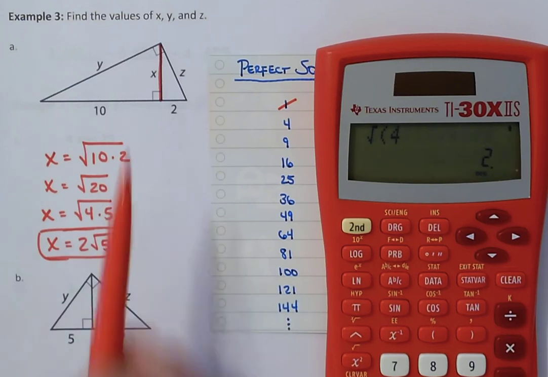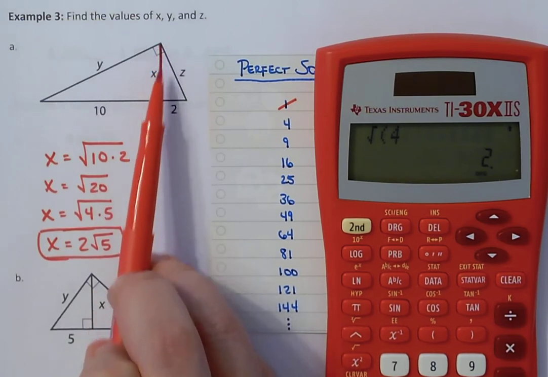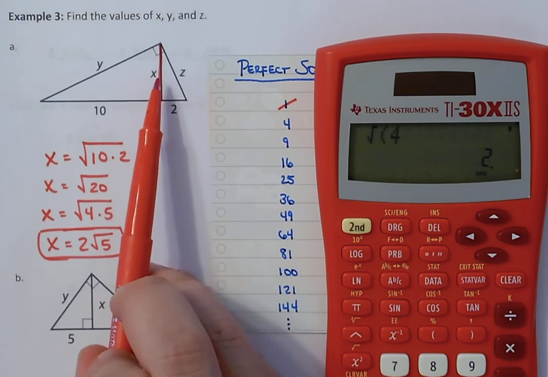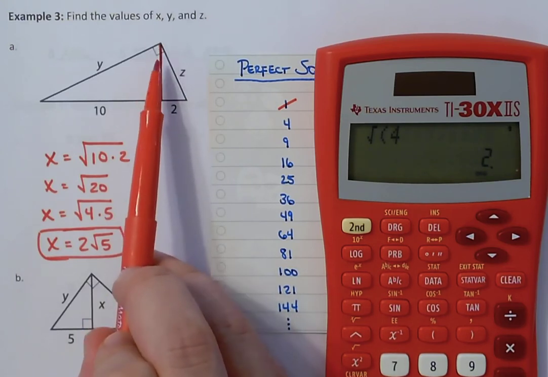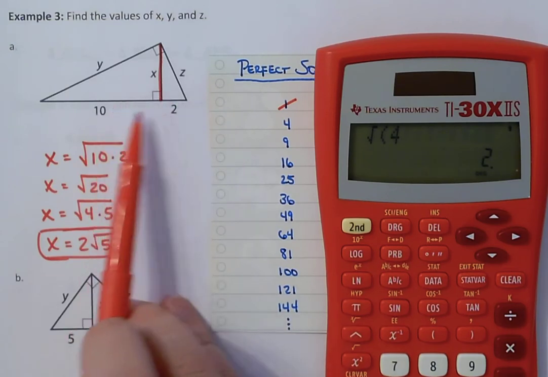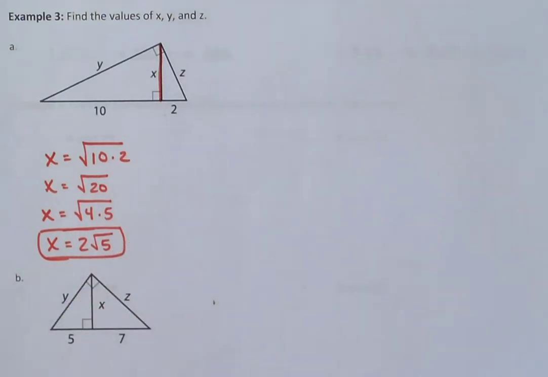Again, how I figured out x: when you find the line that goes through the triangle, consider this as the height of the triangle. To figure out the value of x, you take these two numbers, multiply them together, and take the square root. Alright, so that is how we find x.